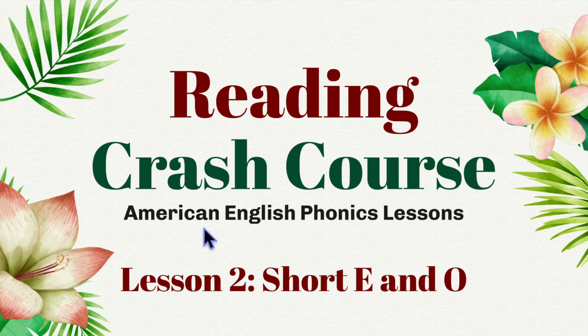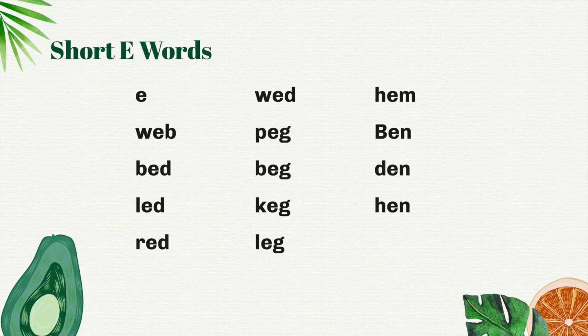Today we're going to review the short E and short O sounds. The short E sound is eh, like in web, Ed, bed, lead, red, Ed, wed. Wed means married.